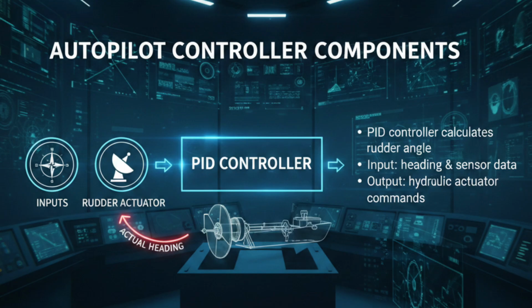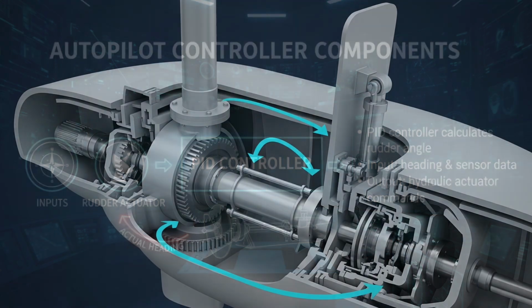In your slide diagram, you can see the input arrows entering the PID block and output arrows moving toward the hydraulic actuator. A properly tuned PID system reduces fuel consumption, prevents zigzag steering, and ensures course stability even in heavy sea conditions. This is why calibration and tuning of autopilot parameters are extremely important on board.